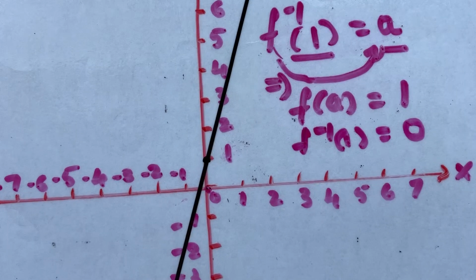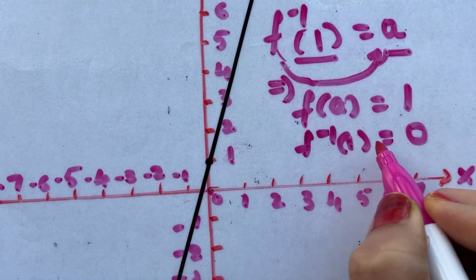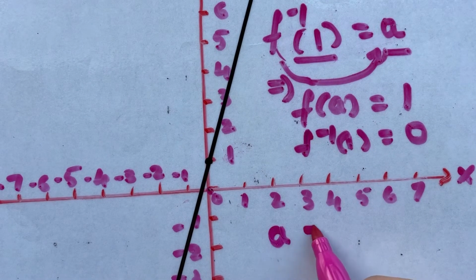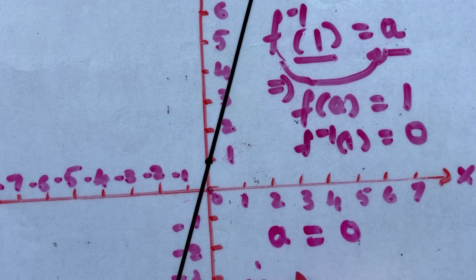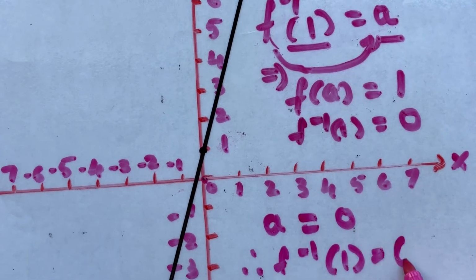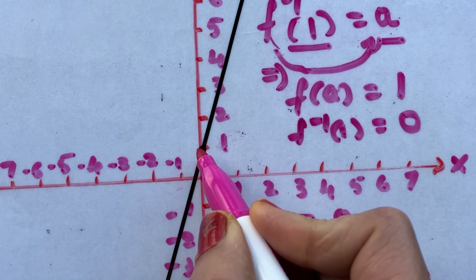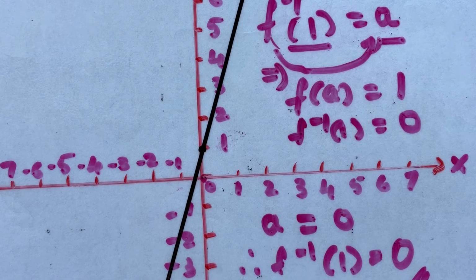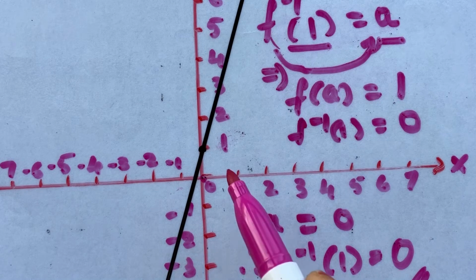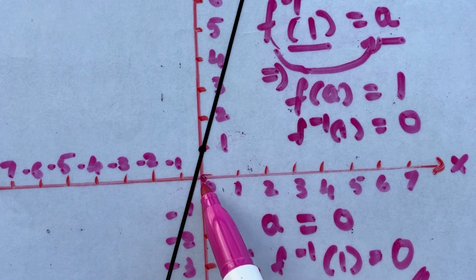So, our a is 0. That means f of 0 is equal to 1. So, a is 0. f inverse of 1 is 0. That means when the input is 0, our output y value is 1. Inversely, that means when the output is 1, our input is 0.